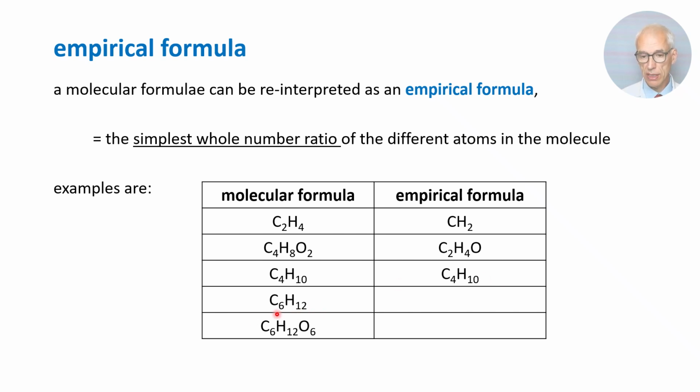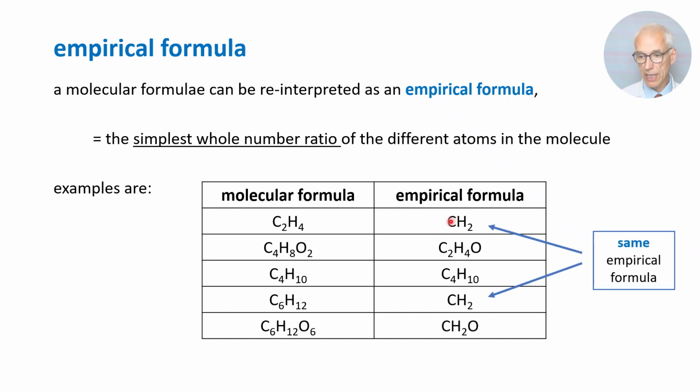C6H12, well, I can divide through by 6 to give me 1 to 2. Now you'll notice that CH2 and CH2 are the same. They're the same empirical formula for different molecular formula. So an empirical formula is not necessarily unique to a particular molecule.